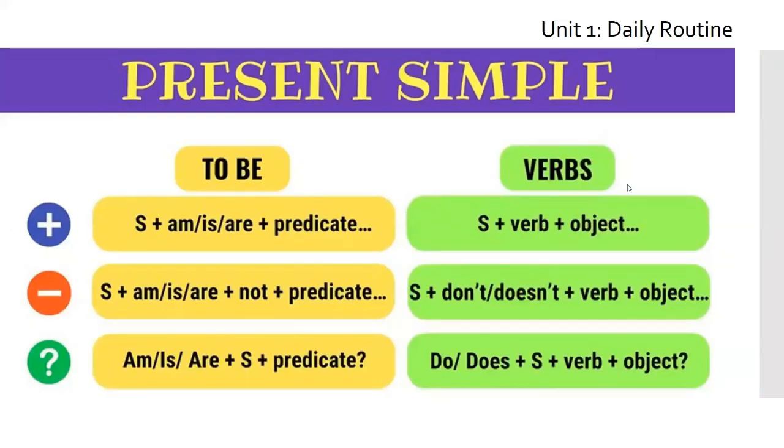Let's start from Unit 1, Daily Routine. In daily routine, we talked about present simple tense. So, when we talk about present simple tense, we have two types of patterns or formulas. The first one is the verb to be.